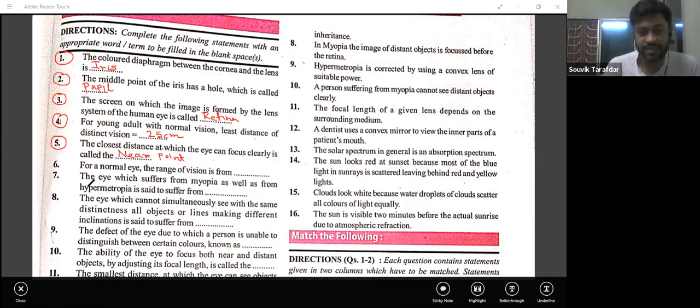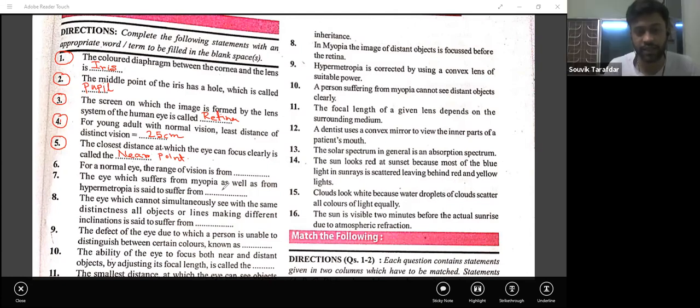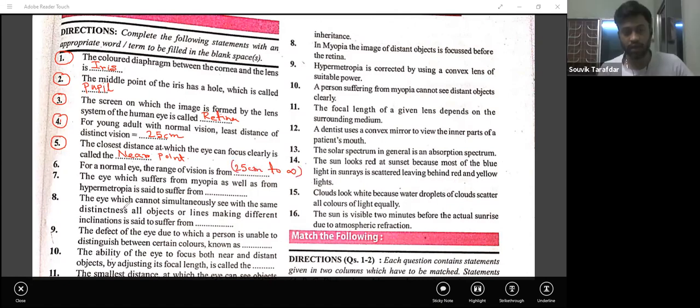Now, the next is, for a normal eye, the range of vision is what? Range of vision means the farthest you can see and the least you can see. The farthest point and the least point. Sir, from 25 centimeter to infinity. From 25 centimeter to infinity, because the least distance is 25 centimeter and the farthest distance is infinity. Understood?